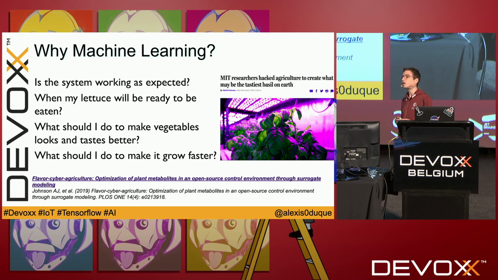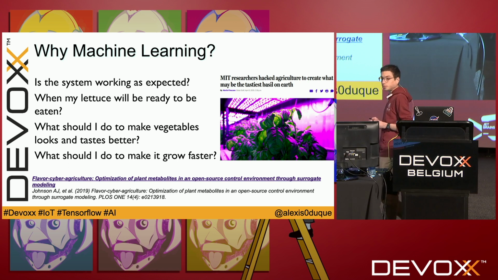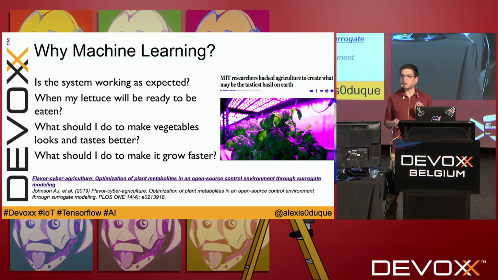Recently, researchers at MIT published a paper on a project aimed at improving the taste of basil. They use machine learning to make the basil taste better. You can have a look at this paper if you're interested.